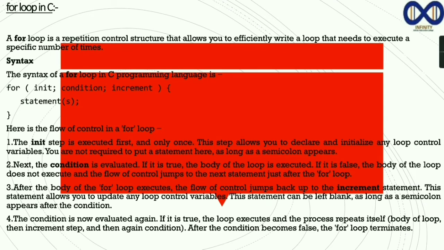The second step: next, the condition is evaluated. If it is true, the body of the loop is executed. If it is false, then the body of the loop doesn't execute, and it goes to the end of the section. If the condition is true, it executes the whole body until the end. But if the condition is false, the body of the loop doesn't execute anything, meaning it goes directly to the last of the section.